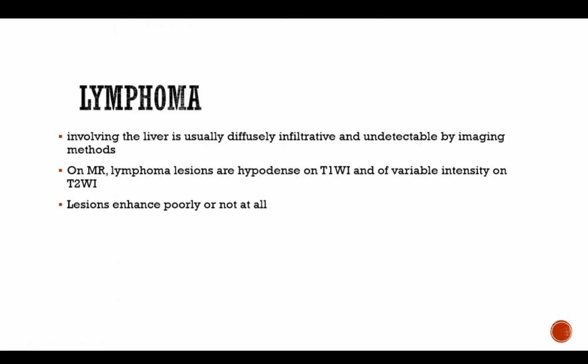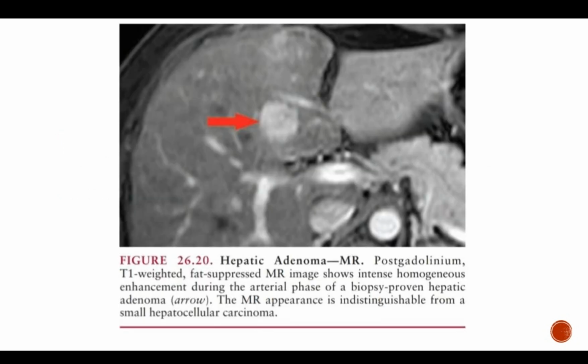So what are the typical criteria of adenoma? They show intense enhancement on MRI. On ultrasound, they should be echogenic because of the fat content. And on CT and MRI, there should be some loss of signal on in-phase, out-of-phase imaging.